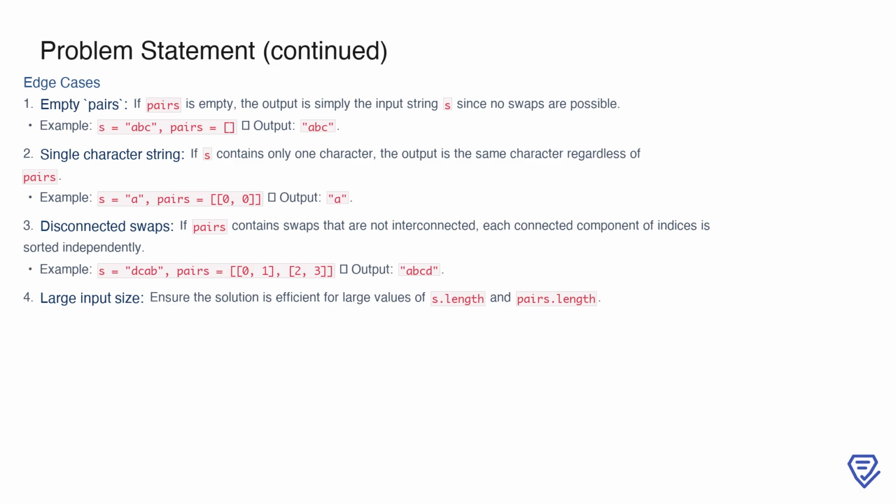Another case involves disconnected swaps, where groups of indices are not interconnected. For example, with S equals "cab" and pairs equals [[0,1],[2,3]], each group of indices is sorted independently, resulting in ABCD. Finally, given the constraints, ensure your solution is efficient and can handle large input sizes, where the length of S and the number of pairs can go up to 100,000. Efficient handling of these scenarios is crucial for solving the problem within the given limits.